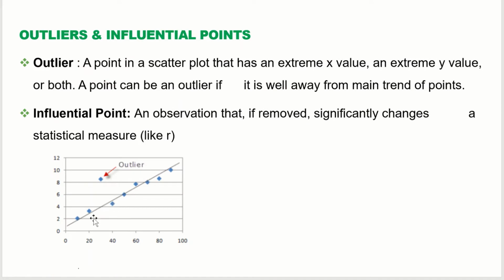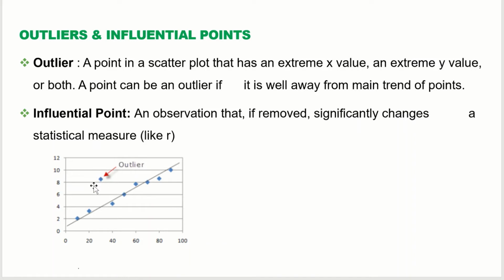A few more terms here. So here I have this scatter plot. You can see there is a line of best fit, and there is one point which is quite far from this line of best fit. So a point in the scatter plot that has an extreme x value or sometimes extreme y value, or both, or we can say a point which is quite far from the line of best fit, is called an outlier.